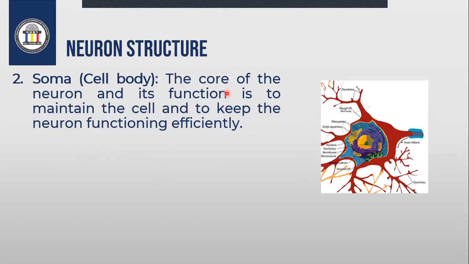The cell body is the core of the neuron, and its function is to maintain the cell and to keep the neuron functioning efficiently. If the core of the neuron is working well, that means the neuron will be sending the information well. So this is the soma, or we will say it as the cell body.